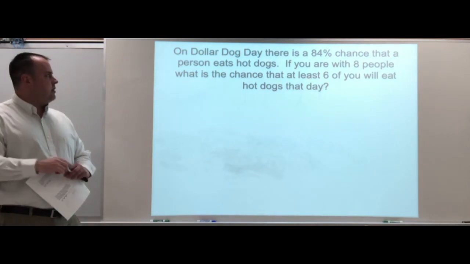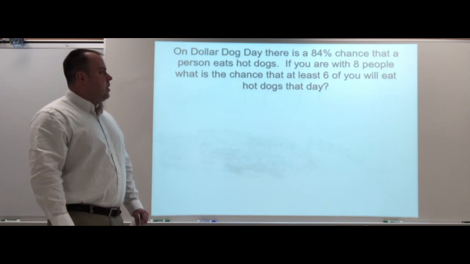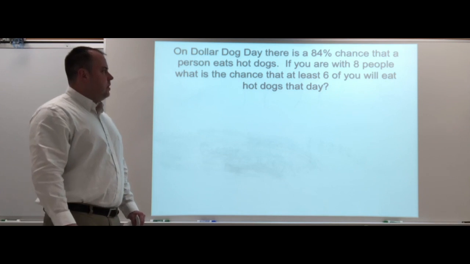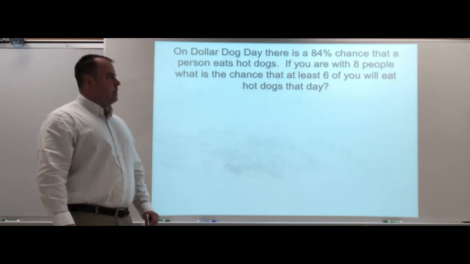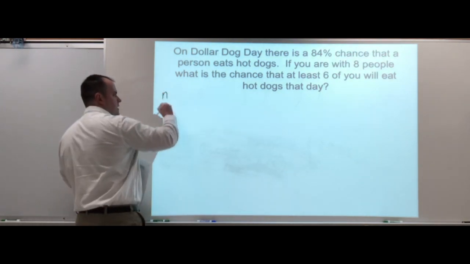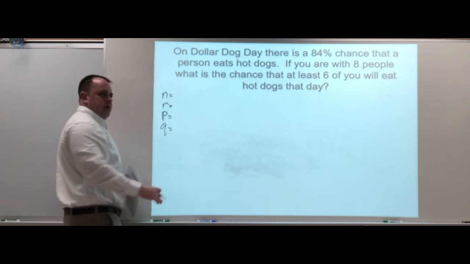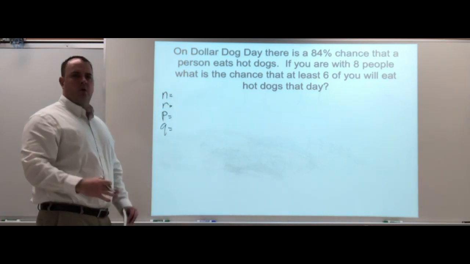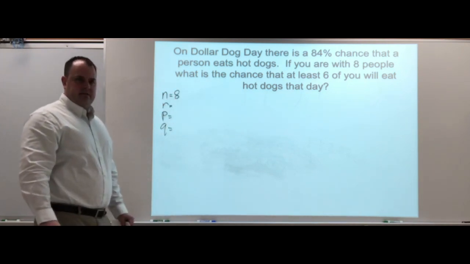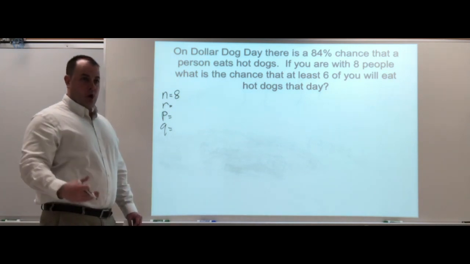Now, on Dollar Dog Day, there is an 84% chance that a person eats hot dogs. If you are with 8 people, what is the chance at least 6 of you will eat a hot dog that day? Okay, so first figure out my N, R, P, and Q. Now it says you're with 8 people. I'm going to assume that's our total party. Our total party is going to be 8. Now, at least 6. At least 6 means 6, 7, or 8.